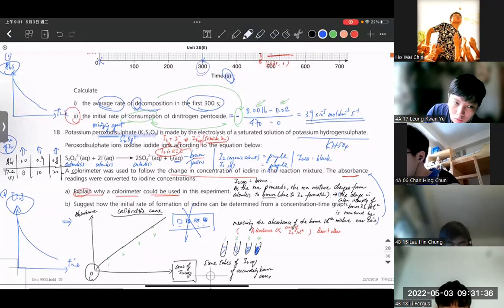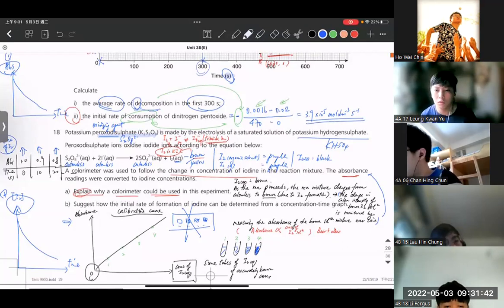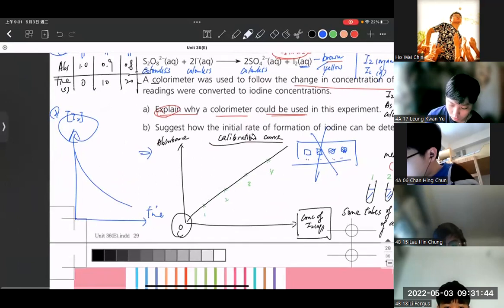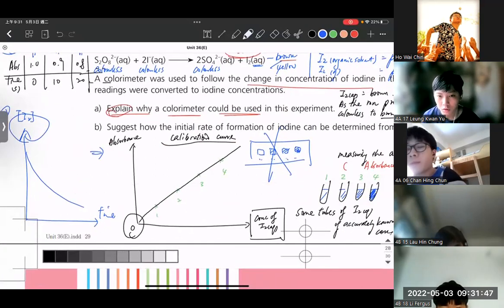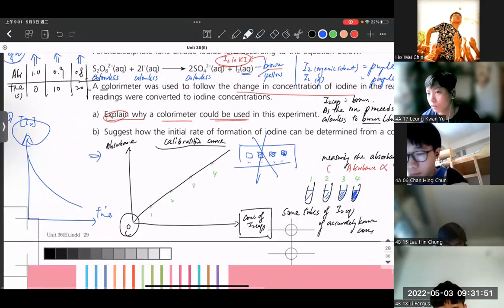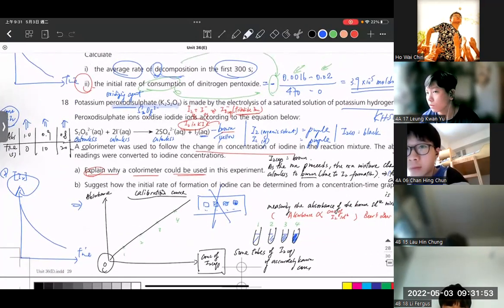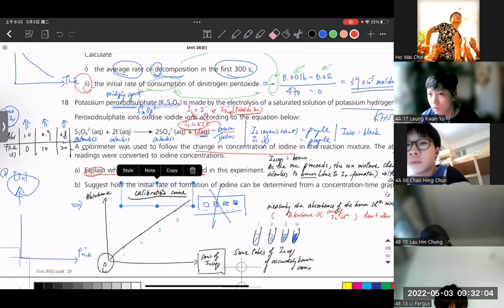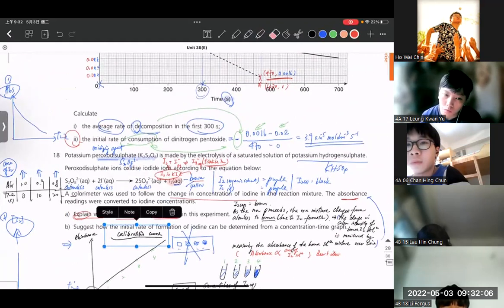Now, how about part B? Suggest how the initial rate of formation of iodine can be determined from a concentration time graph. Here, suppose you have got this. How would you, so sorry, my fault. This time for iodine, it is just reversed, because iodine is in the product, okay? So the graph should never behave this way. Instead, it's quite the opposite.